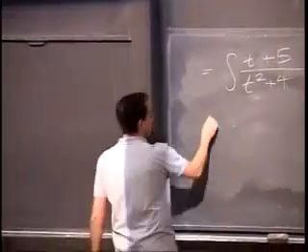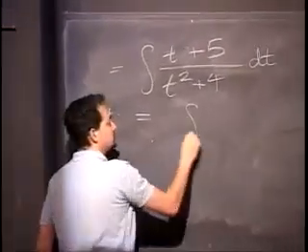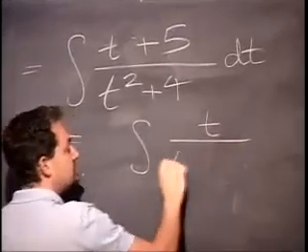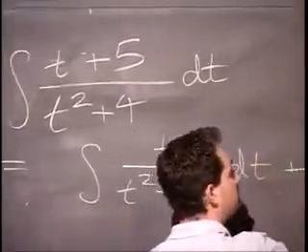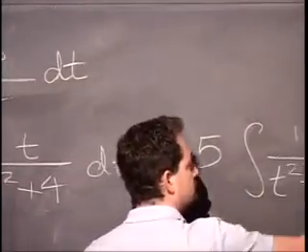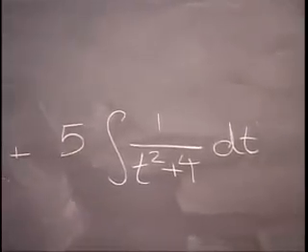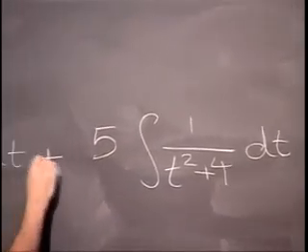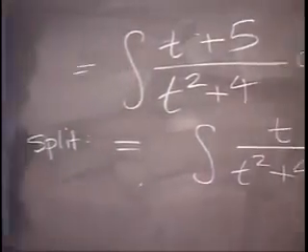You can split this up into two integrals: t over t squared plus 4, and 5, which I'm going to pull out of the integral, times the integral of 1 over t squared plus 4. Okay, so we've got two integrals. Let's do them one at a time.